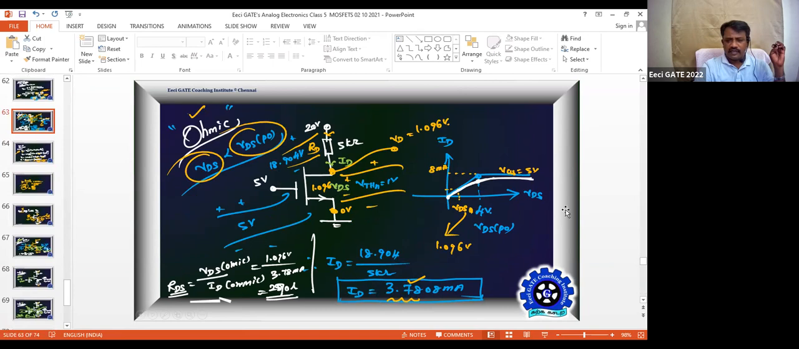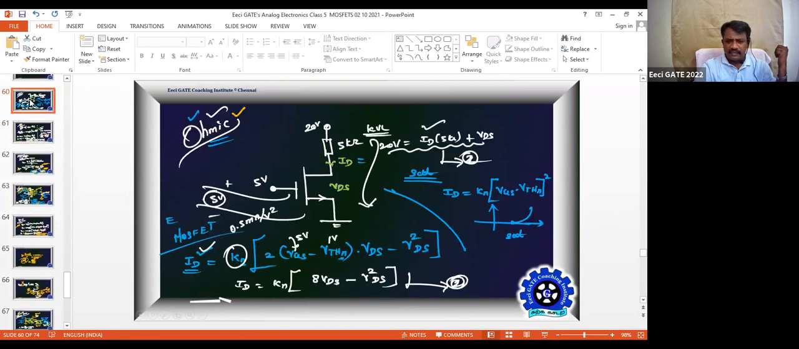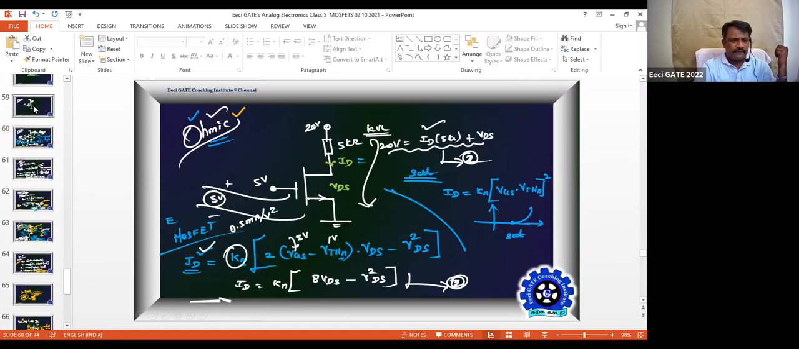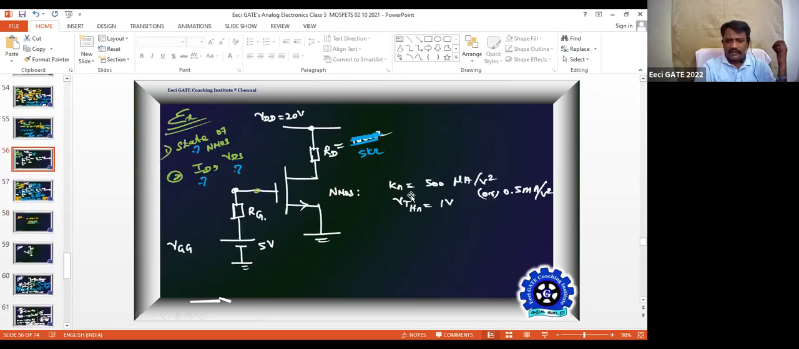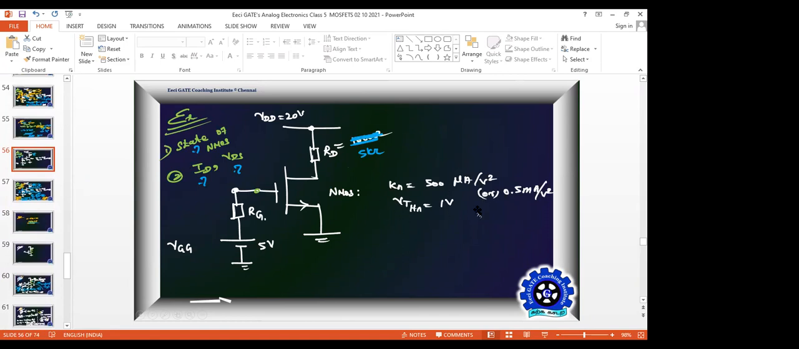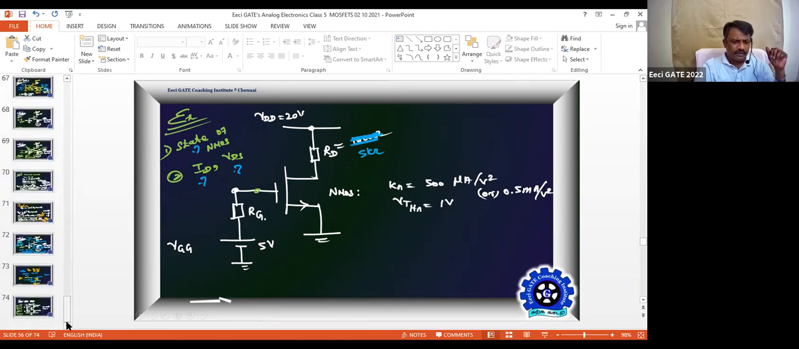So what is RD we have chosen? 5 kilo ohms. And VGS is given as 5 volt, correct? Let me take the same example, but I'm going to make the problem a little different. So VG is 5 volt. And what is the KN we have chosen for that device? KN is 0.5 milli, and threshold is 1 volt. Let me refer to the circuit. I'm giving it as a new circuit.